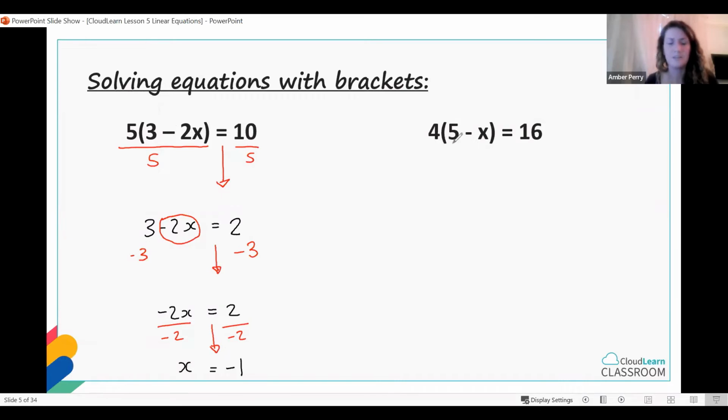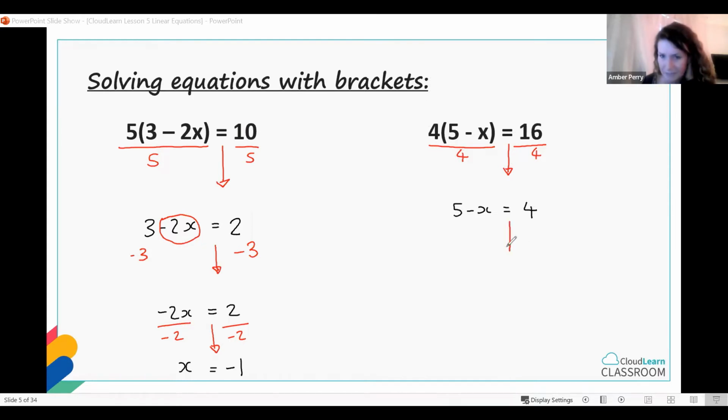Okay, I'm going to do the same method. I'm going to start by dividing by 4. So we've got 4 dividing by 4 on both sides. We're going to get rid of this. So we've got 5 minus x is equal to, and 16 divided by 4 on this side is 4.